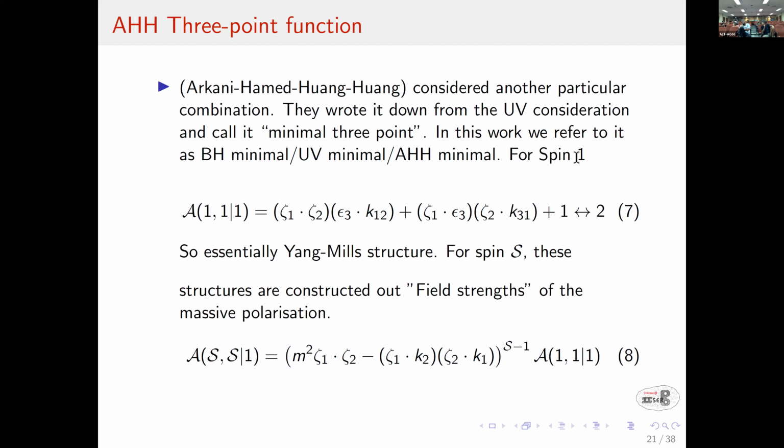Now, if you have a spin S thing, you basically take this. So let's say this is mu. The field strength of that will be basically mu1, mu2, up to mu s. Okay, you can check this gives the Riemann tensor for spin 2. This 3-point function is basically taking this for particle 1, taking this for particle 2, and taking the dot product.